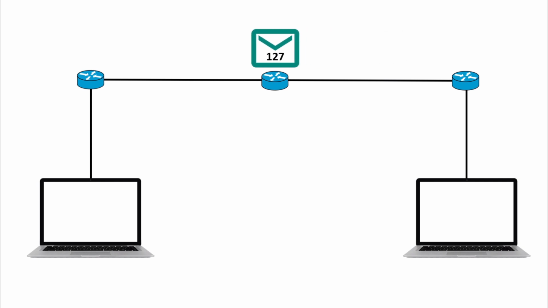The second router again subtracts 1 from this number and forwards it to the next router. The next router again subtracts 1 from this number, it becomes 125, and sends it to the PC. And like this, on your computer you will get a TTL value of 125. It means for reaching the destination, our ping packet is crossing some number of routers. This TTL value tells us that.